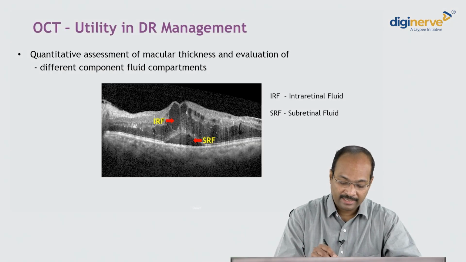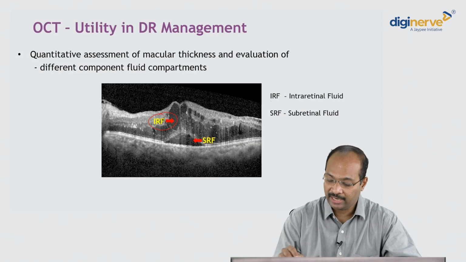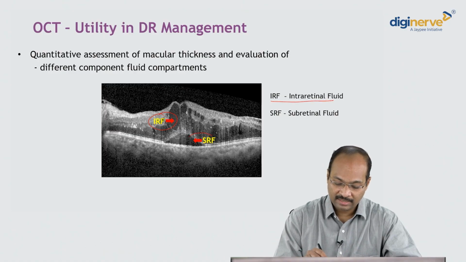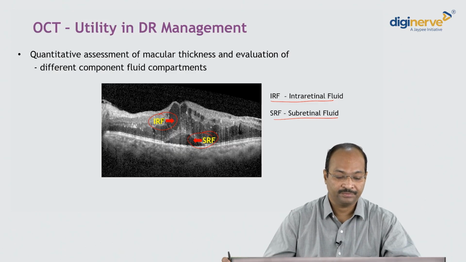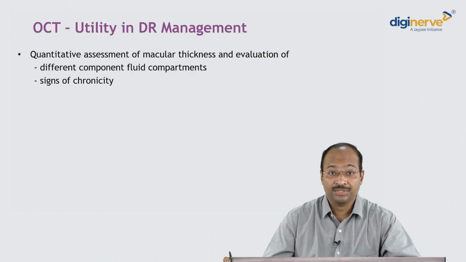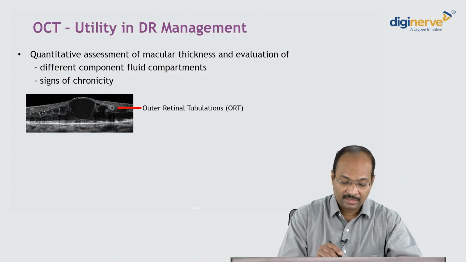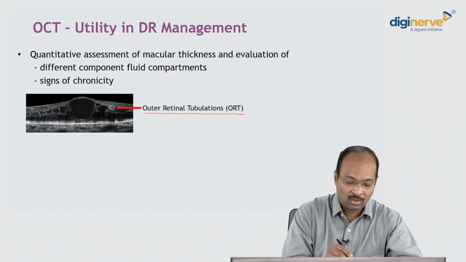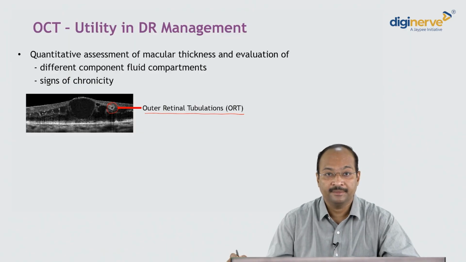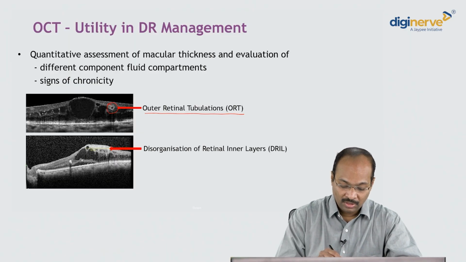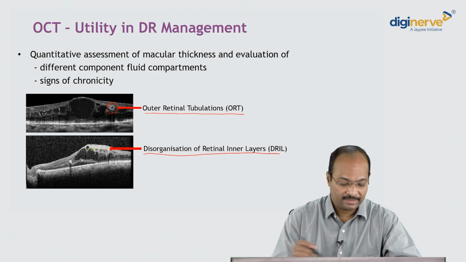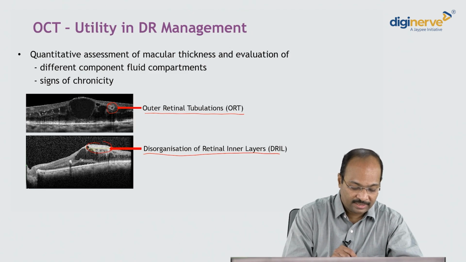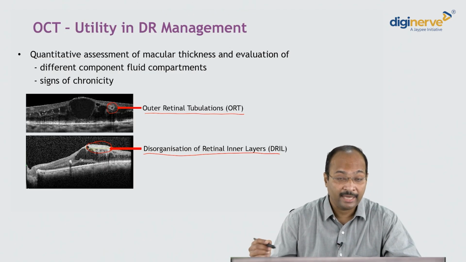that you can look and assess the intraretinal fluid or IRF as well as the subretinal fluid or SRF. One can look for signs of chronicity on the OCT such as Outer Retinal Tubulations or ORT right here. You can look for disorganization of the retinal inner layers. As you can see here, a homogenization of the retinal architecture and its loss.